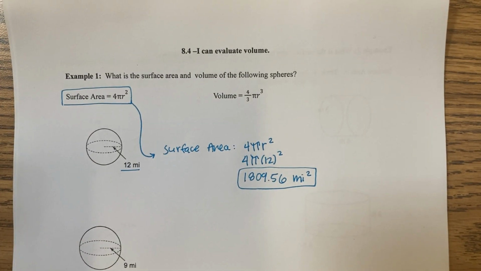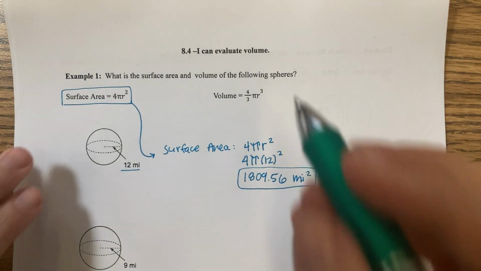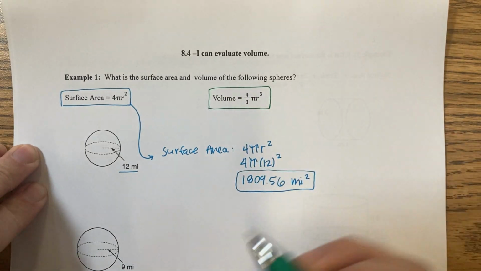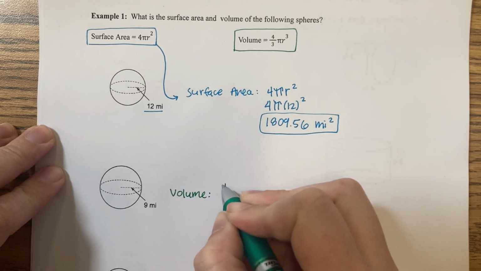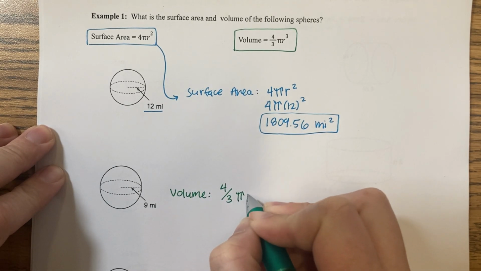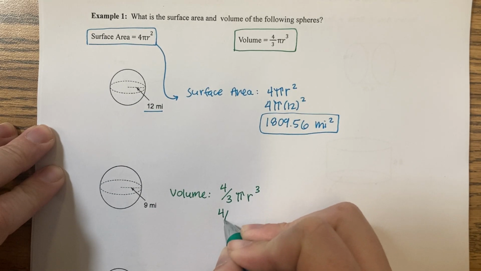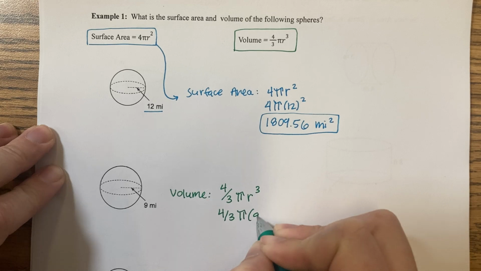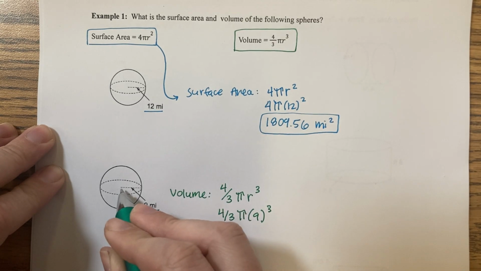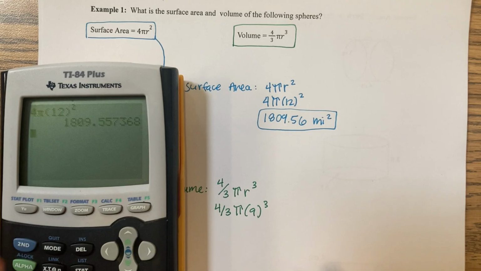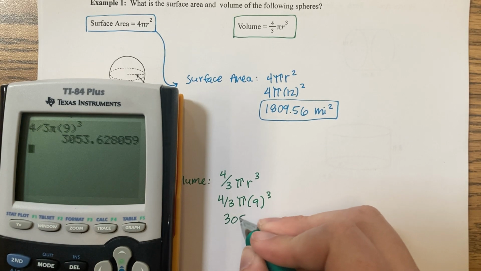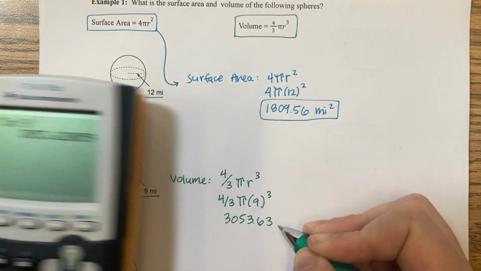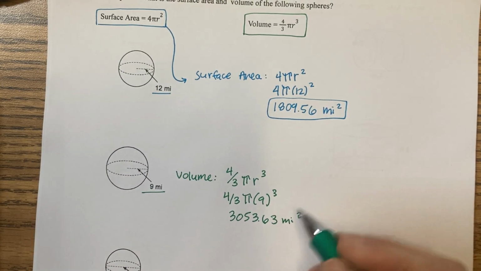For volume, we'll do volume on the next one. Volume is 4/3 pi r cubed. So I would type 4/3 pi 9 cubed, because 9 is the radius. And that is in miles cubed for volume.